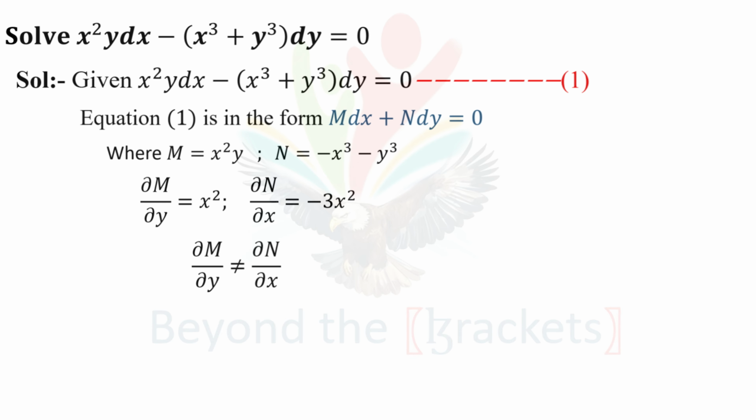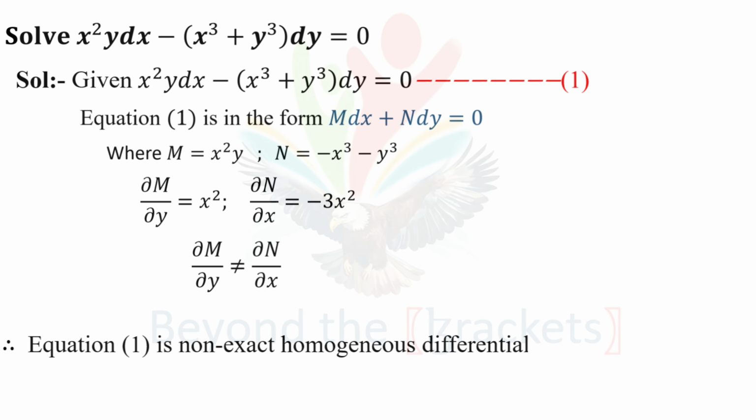Next, observe the degree of each term. In the first term, x square y, the total degree is 2 plus 1 is equal to 3. For the second term, x cube, the total degree is 3, and for the third term, y cube, the total degree is 3. So this is a non-exact homogeneous differential equation of degree 3.